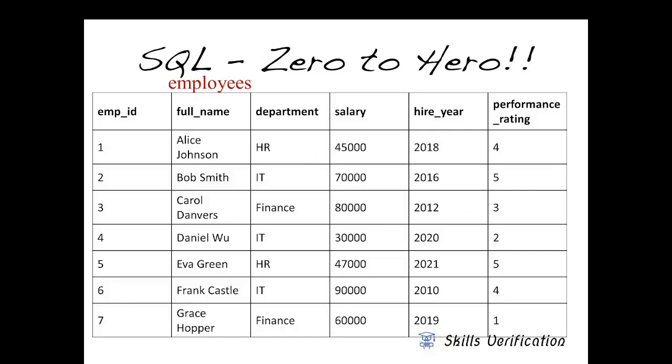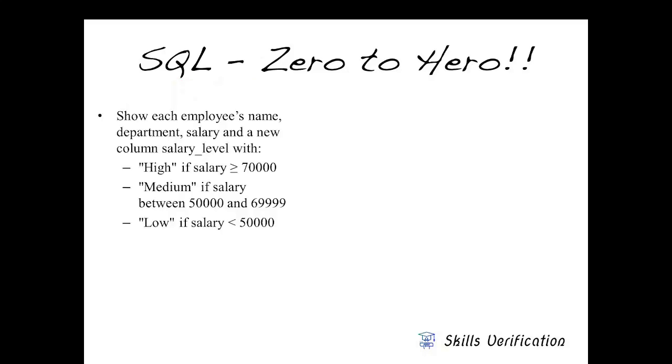Take a critical look at this updated employees table. Take particular note of the salary column. Using SQL case expressions, we can easily categorize these salaries so they become meaningful for business decisions. Consider this question. Show each employee's name, department, salary, and a new column, salary level, with high if salary is greater than or equal to 70,000, medium if salary between 50,000 and 69,999. Low if salary is less than 50,000.